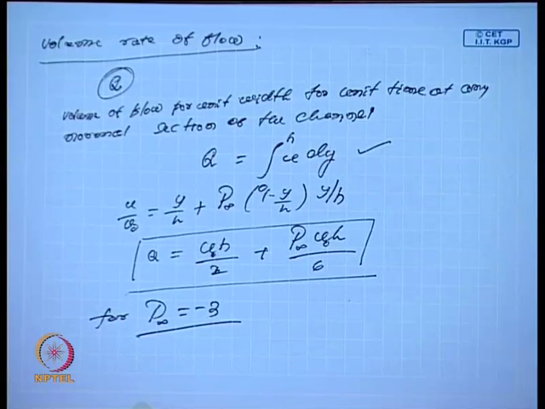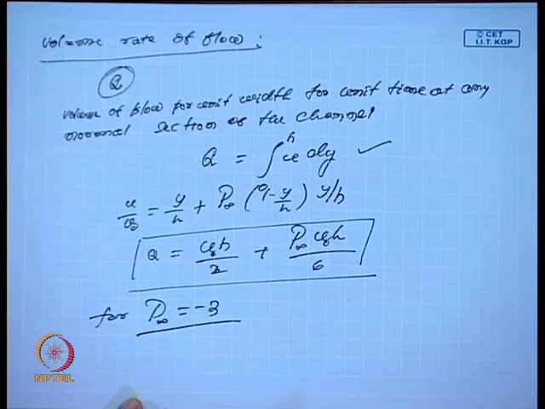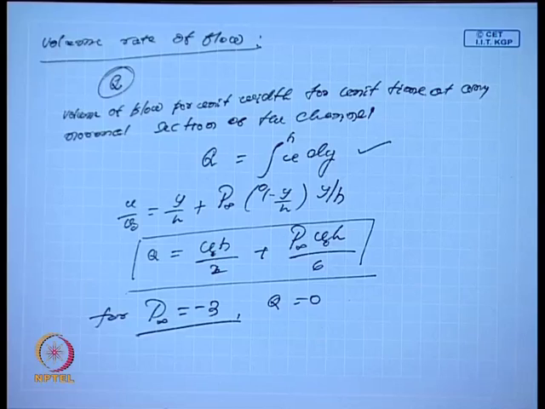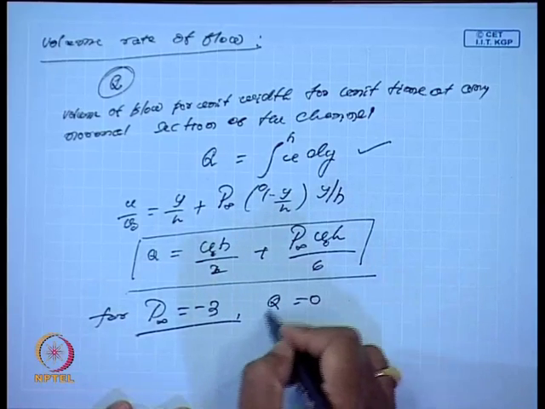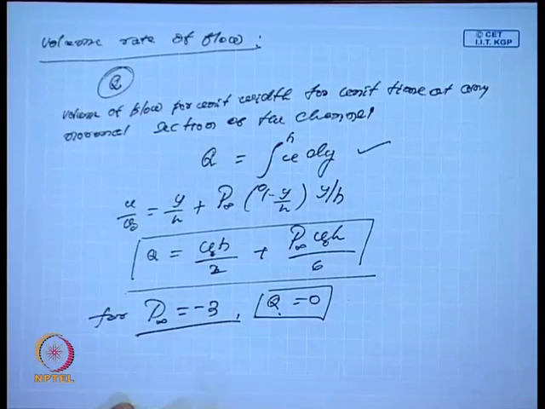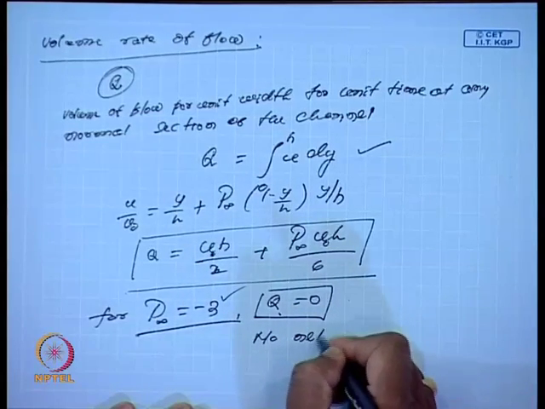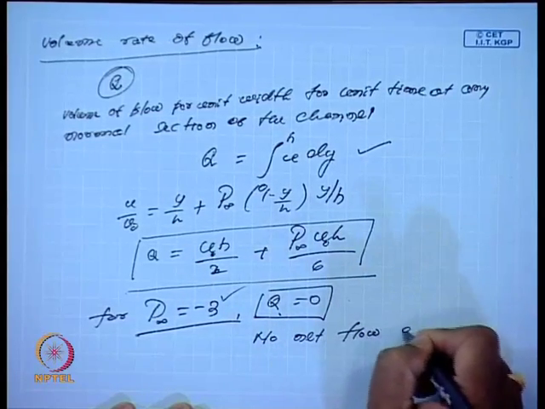So, then that will give us q as 0. So, that means when p infinity is minus 3, q becomes 0, volume rate of flow is 0. That means there is no net flow along any section which is perpendicular to the reduction motion when p infinity is minus 3, no net flow occurs.